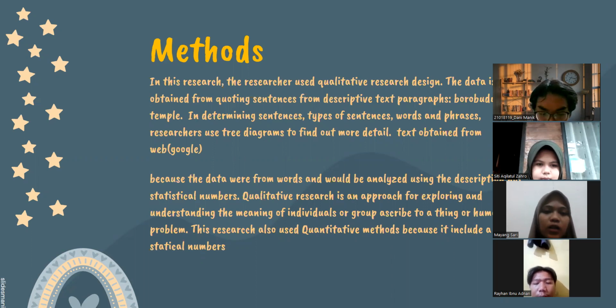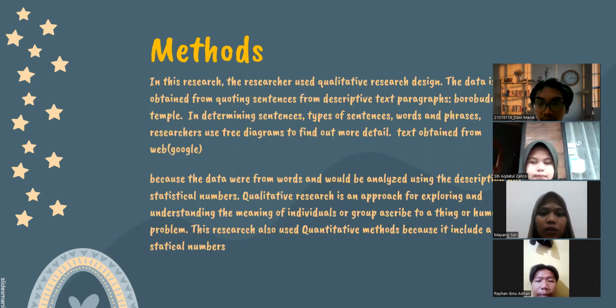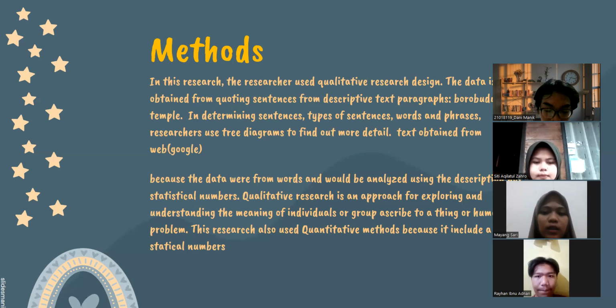Because the data were from words and would be analyzed using description, not statistical numbers, qualitative research is an approach for exploring and understanding the meaning that individuals or groups ascribe to a thing or human problem. This research also uses quantitative methods because it includes statistical numbers. Next.